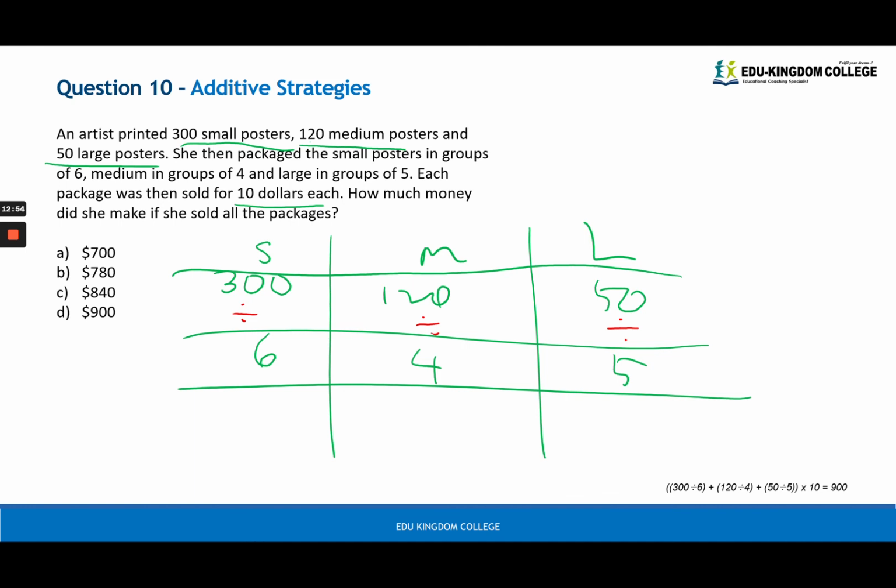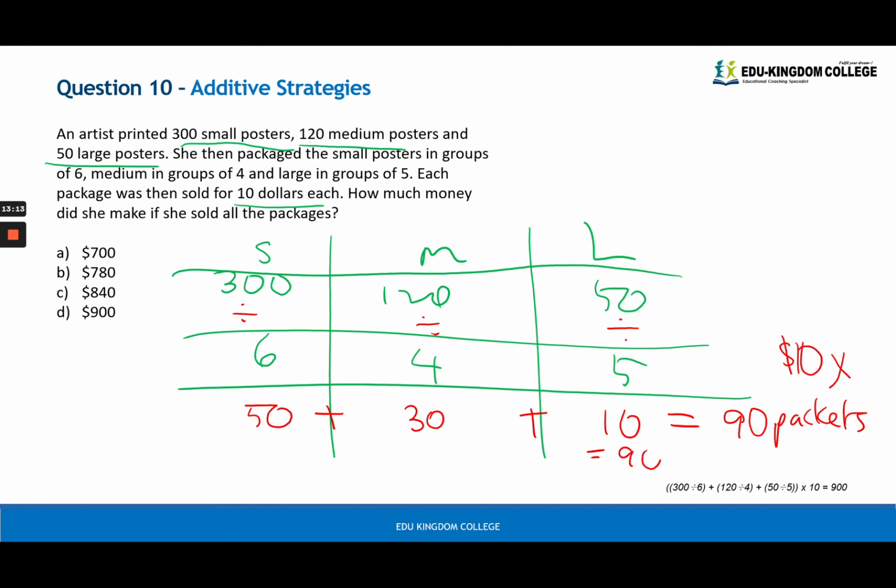300 divided by 6 is 50. We get 30 and we get 10. Okay, so that's sold for $10 each. We can add these up. These are the total number of packets and you get 90 packets. Remember, each one is $10. So you times and you get $900 altogether. Or D.